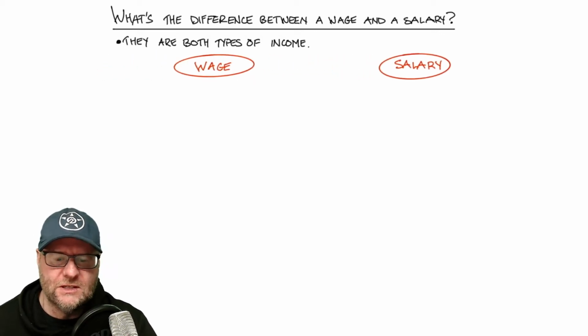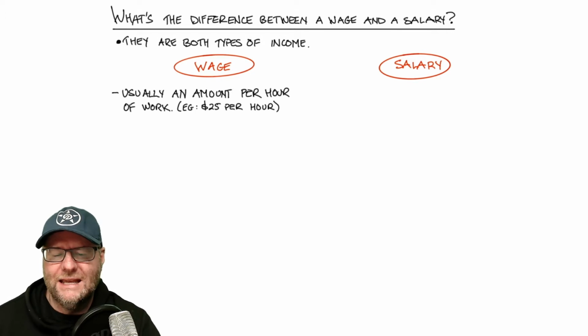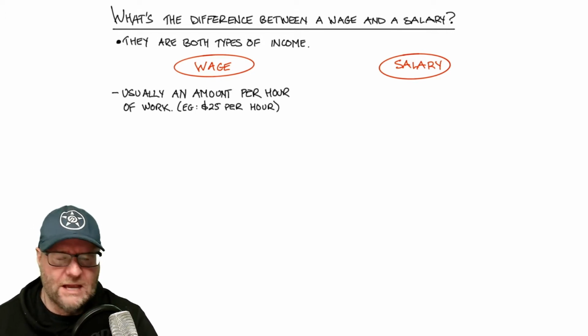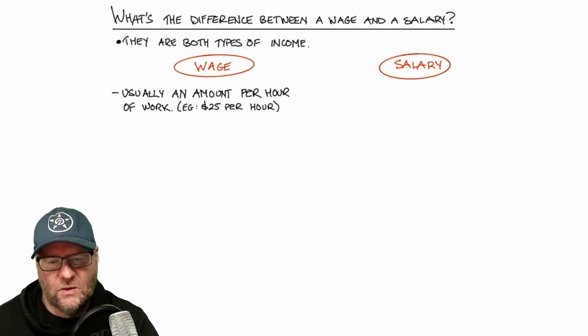So what about the differences? Well, let's go through and have a look at each one individually. A wage is usually an amount that you'll get paid for every hour of work that you do. So for example, you might get paid $25 per hour. So you'd say your wage is $25 an hour.